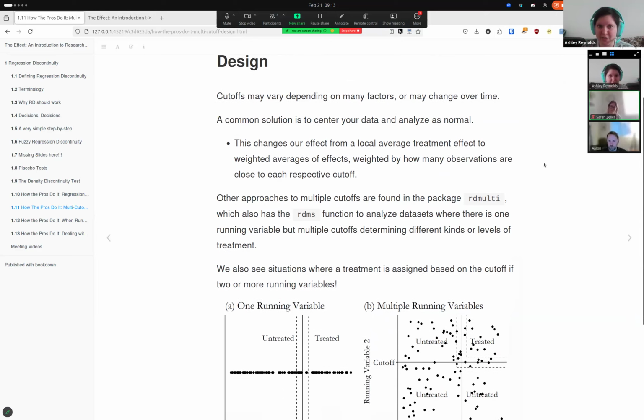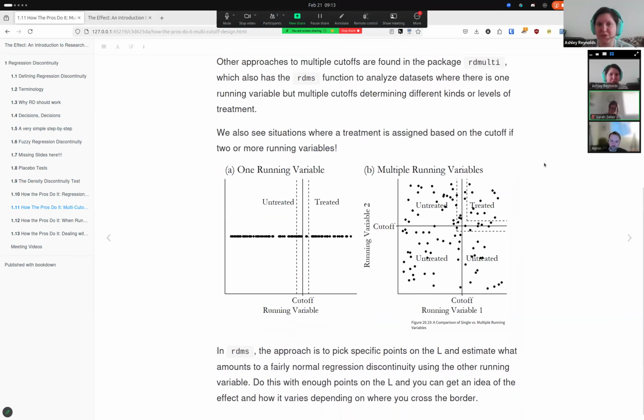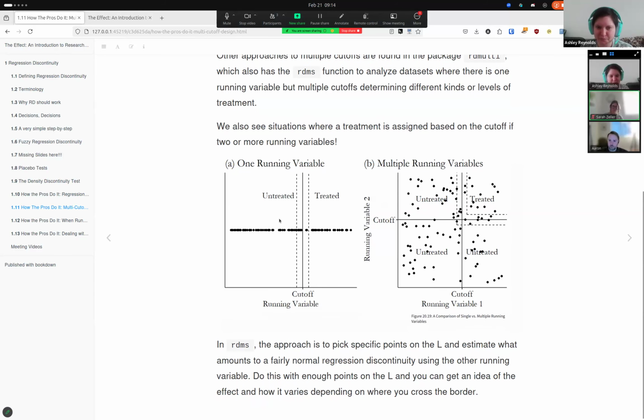The other thing that we'll see here with multi-cutoff designs is situations where a treatment is assigned based on the cutoff of two or more running variables. And this really complicates what our analyses look like at that cutoff. On the left here in this figure, we've got one vertical line that is our cutoff value, and our bandwidth is just two vertical lines on either side of that cutoff.